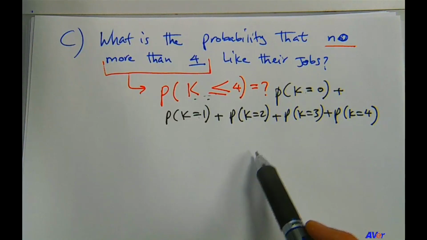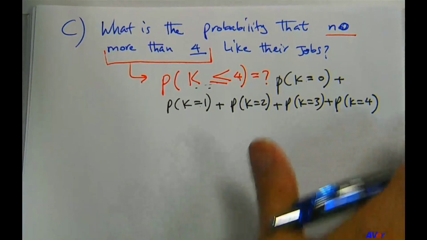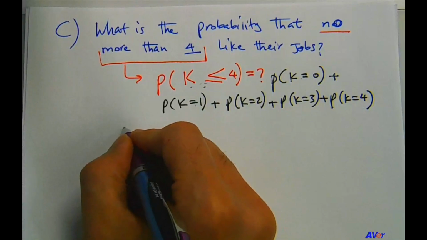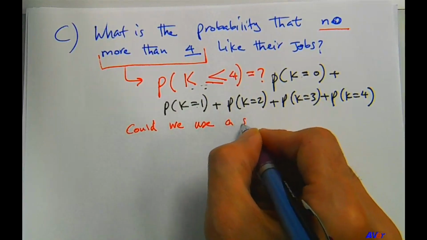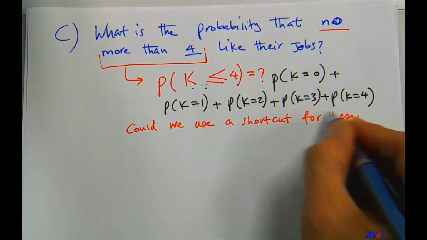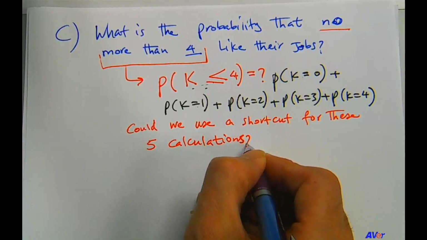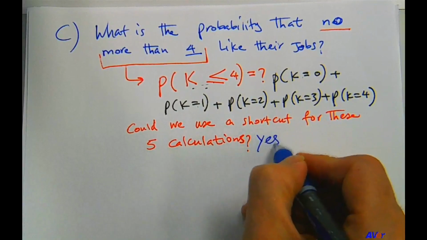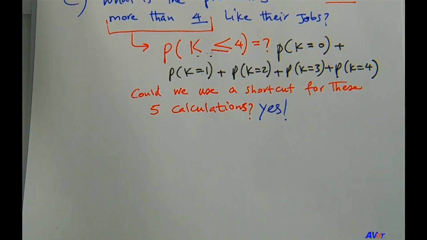Okay, can we have a shortcut for this? Let's see. So we can have a shortcut, right? So the question is, could we use a shortcut for these 5 calculations? The answer is yes. Yes, there is. So what would that shortcut be?